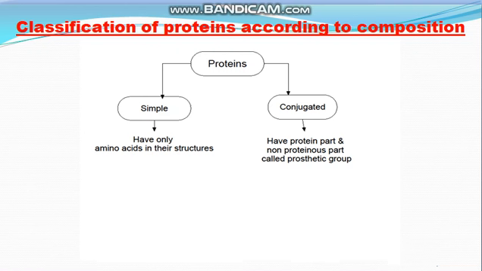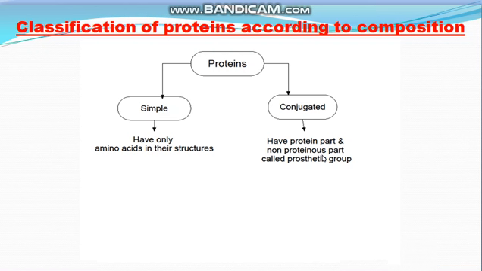Then comes the classification of proteins according to the composition, that is, how proteins are classified according to the content of the protein molecule. Depending upon the composition, proteins are of two types: simple proteins and conjugated proteins. Simple proteins have only amino acids in their molecules, and conjugated proteins have a protein part, that is amino acids, and also a non-proteinous part.